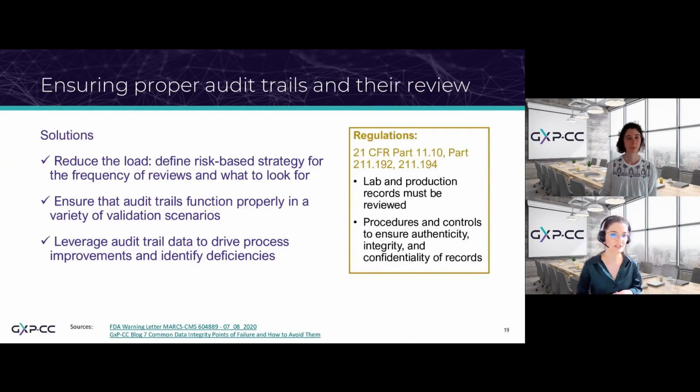So, moving on to the solutions. Once again, you can find helpful information in Part 11 and Part 211. Lab and production records must be reviewed, and procedures and controls to ensure data integrity and authorized access to data should be in place. As I said before, one solution is to first of all have your audit trail implemented and working properly. One way to reach this is to validate the functionality using a variety of validation scenarios.